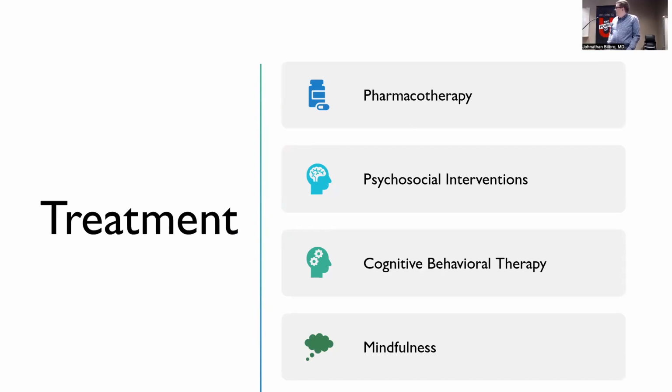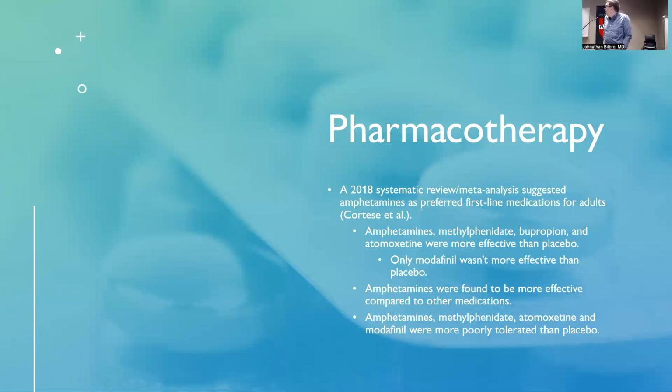We'll break this down into a few categories, starting with pharmacotherapy. Generally, I would assume that most people would think that stimulants are the gold standard treatment. There was a 2018 systematic review and meta-analysis that looked at the various treatments for ADHD in both adults and children and tried to make recommendations about what's best. That study suggested that amphetamines for adults gave the best combination of efficacy and tolerability. There's some details here. Again, if you want the slides, I'm happy to provide them so you can look through that. But the takeaway was that they recommended amphetamines.